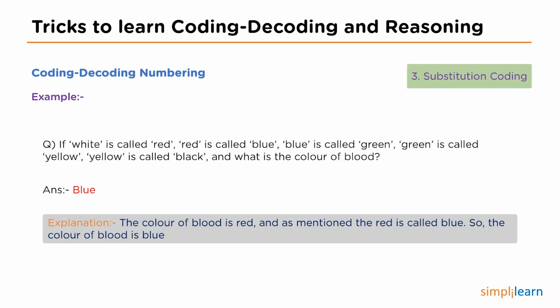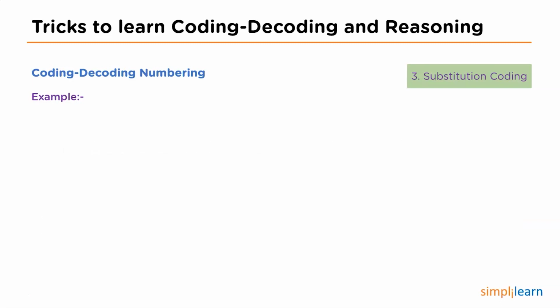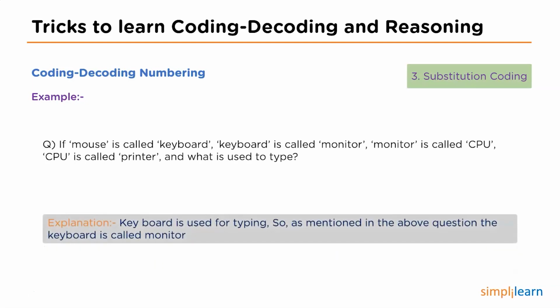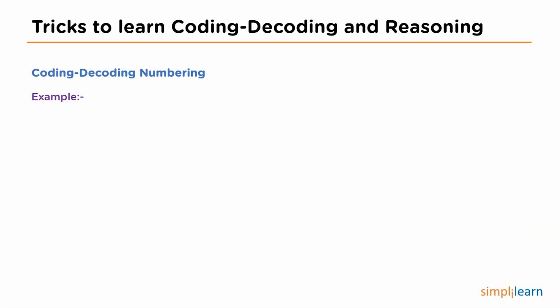Now, let's have a look at another example. If mouse is called keyboard, keyboard is called monitor, monitor is called CPU, and CPU is called printer, then what is used to type? As we know, the keyboard is used to type words, but in the question, it is mentioned that mouse is called keyboard and keyboard is called monitor. So according to the substitution method, the monitor is used to type. The answer would be monitor. These are a few examples for substitution coding.